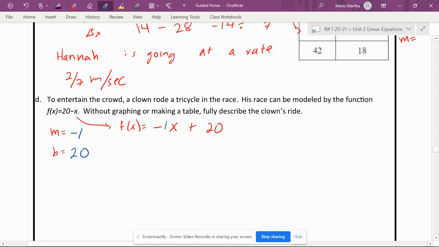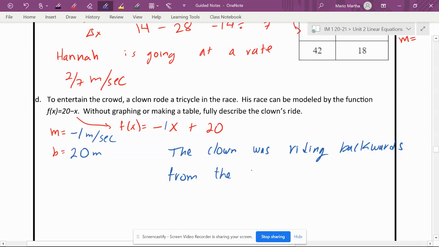So remember, when you look at a negative number, it is a change in direction. So here, we know that the clown is going backwards 1 meter every second, and it started off at the 20-meter line, which was pretty much the finish line. So we can say that the clown was riding backwards from the finish line at a rate of 1 meter per second.